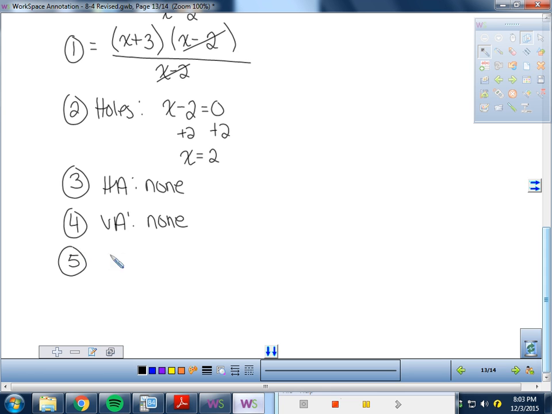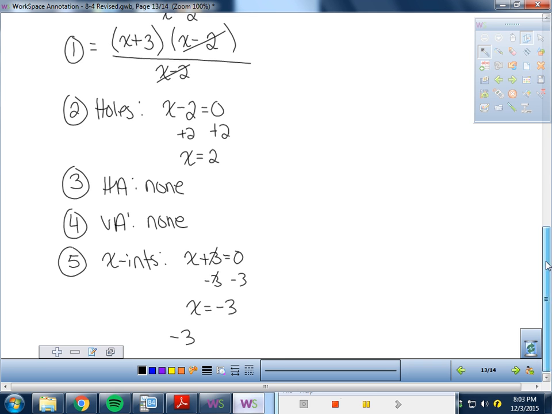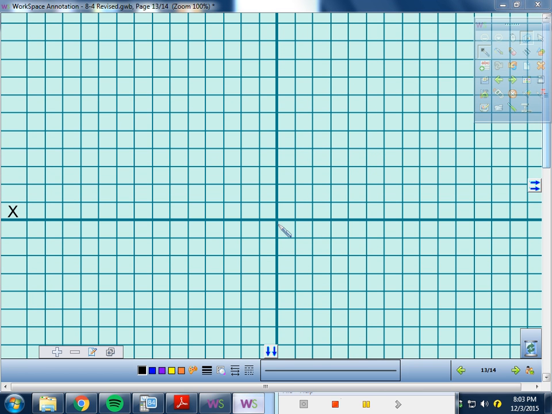So let's talk about x-intercept. I only have one left in the top, x plus 3, so I'll set that equal to 0. So I have an x-intercept when x is negative 3. So let's go up here and plot that. Negative 3, I have an x-intercept. My slope is 1 over 1. You could just graph that and tell.